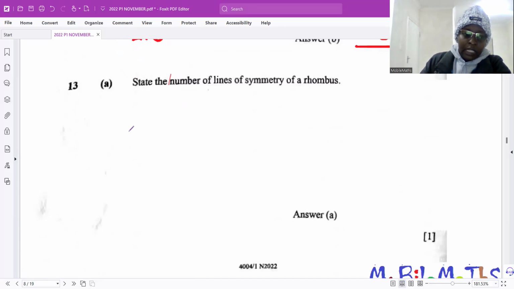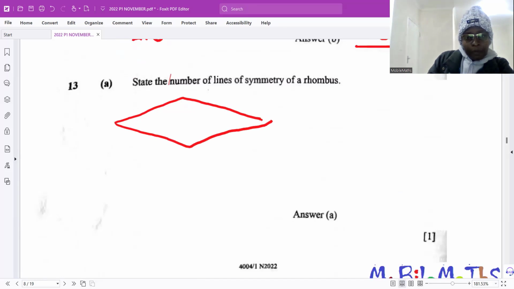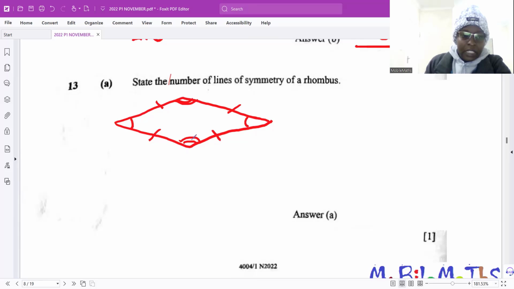A rhombus is a, let me try to draw a rhombus. A rhombus has got all sides that are equal, okay? It means this side is equal to this side, is equal to that side, is equal to that side, okay? Then opposite angles are equal. This angle here and this angle are equal. Even this one is equal to this one below here, okay? That's another point. Then adjacent angles are supplementary. It means I can add this angle here plus this angle here, we should get 180.